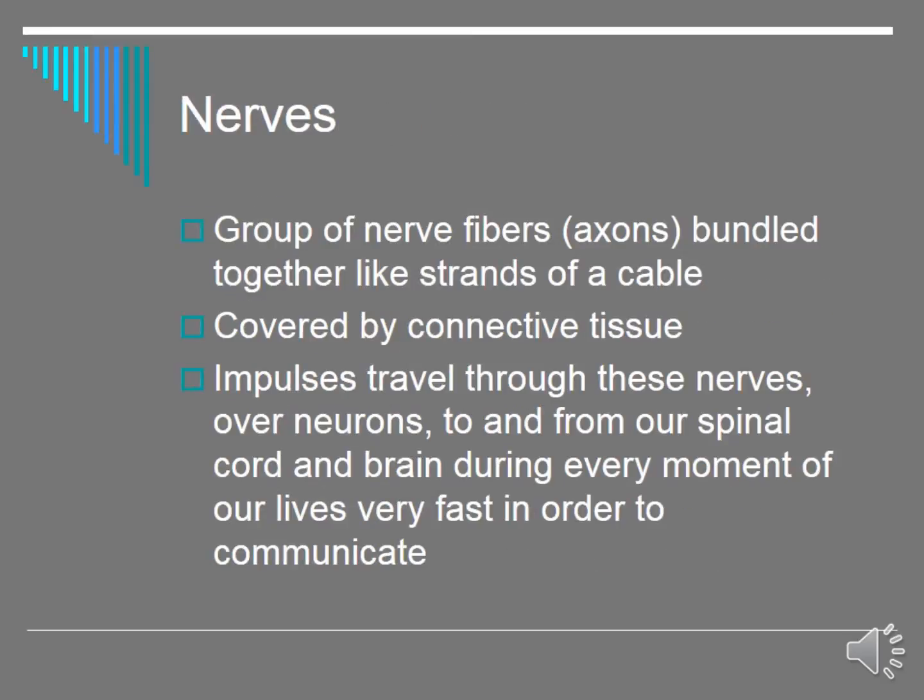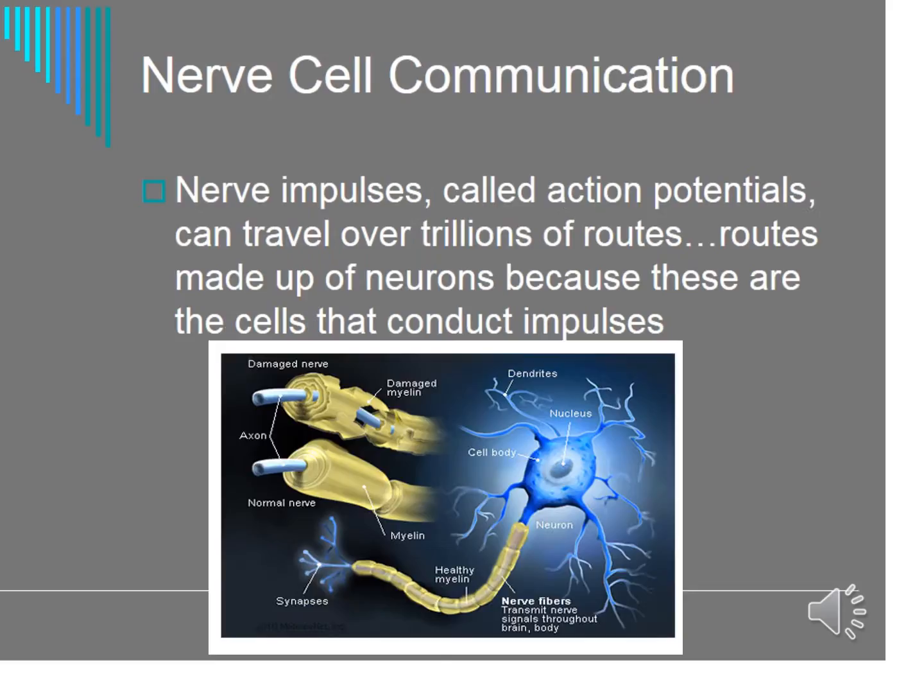Your nerves, we've talked specifically about neurons. You know, the axons are grouped together to form nerves. They really look like the strands of a cable if you had them grouped together, and they are covered by connective tissue, again wrapped and covered by myelin so that impulses can travel through those nerves, and that happens every single second of our lives, very fast, in order for our body to communicate with both the internal and the external environment.